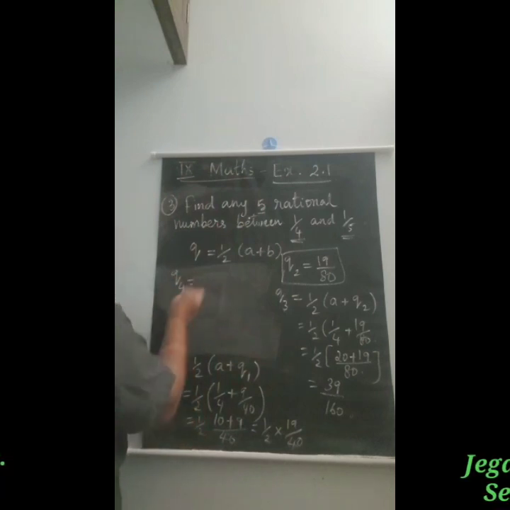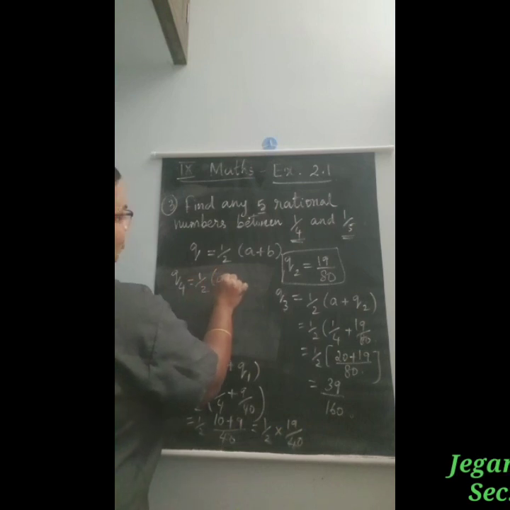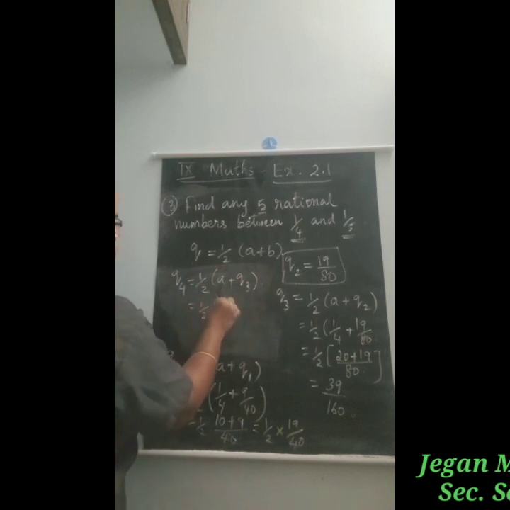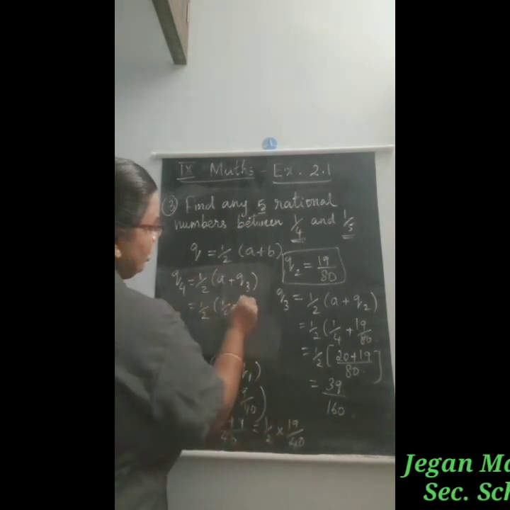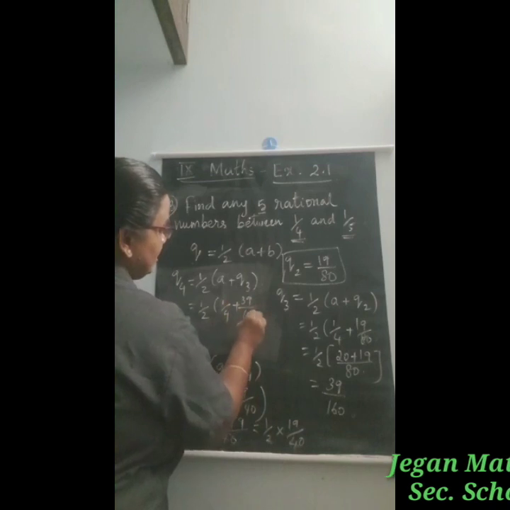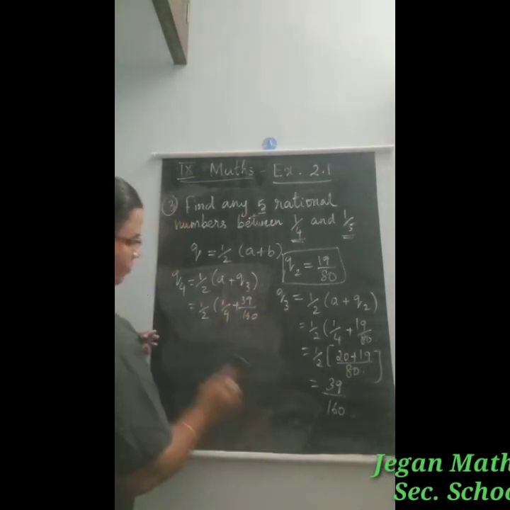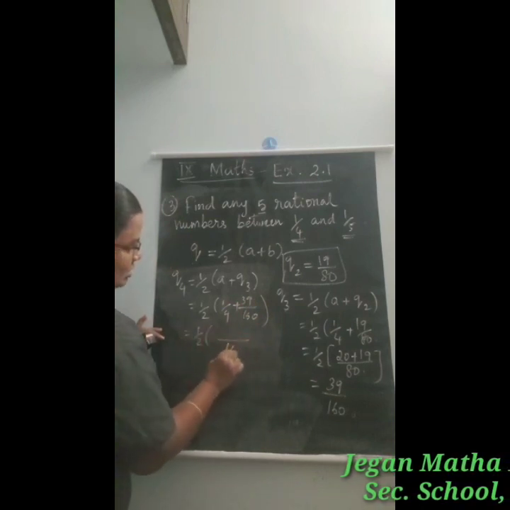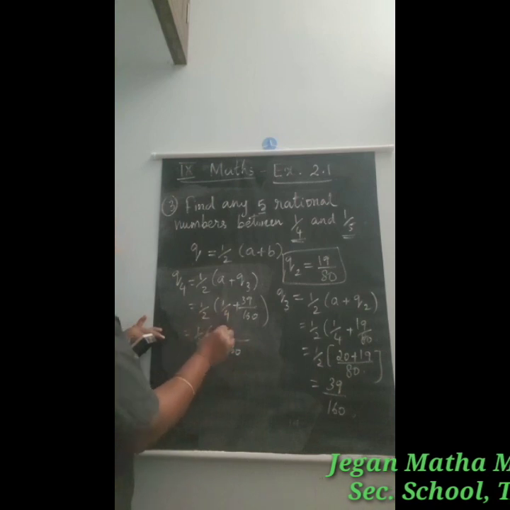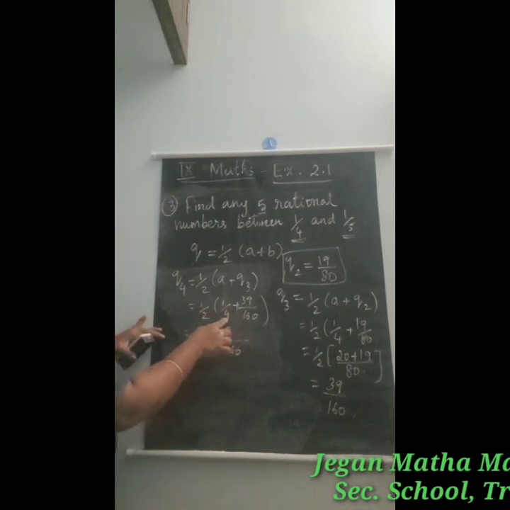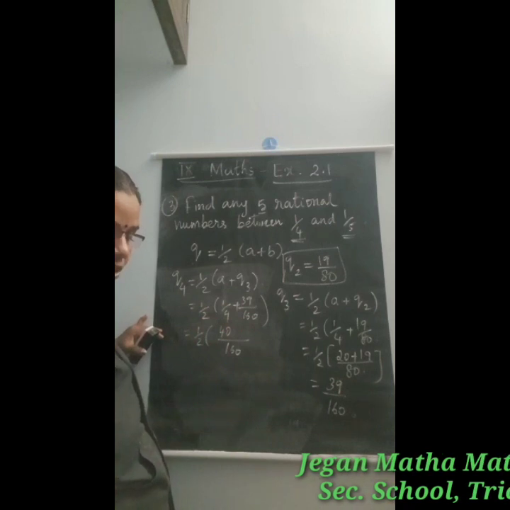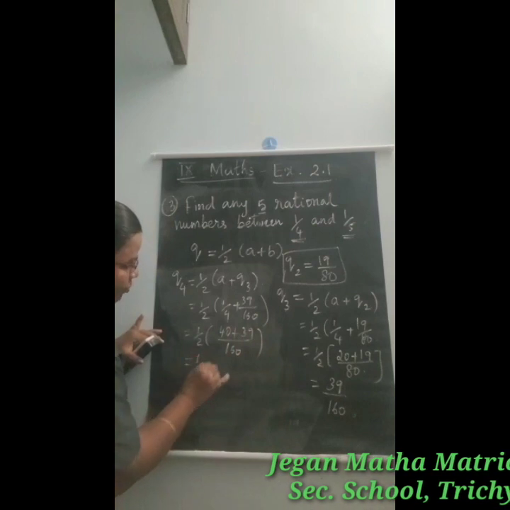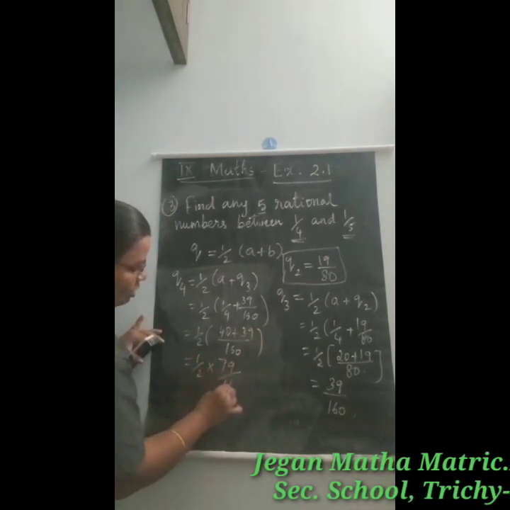Q4 is equal to 1 by 2 into A plus Q3. So that is equal to 1 by 2 into 1 by 4 plus Q3, which is 39 by 160. Now we have to find 1 by 2 into the LCM 160. Here 40 times, because 40 into 4 is 160. So plus 39. So that is equal to 1 by 2 into 79 by 160.